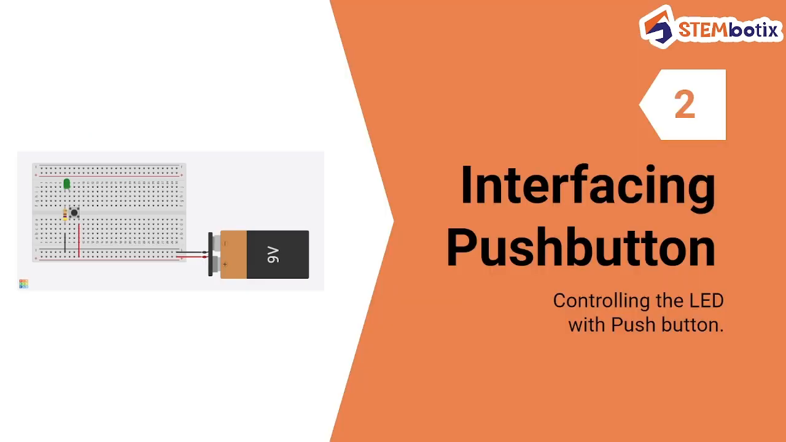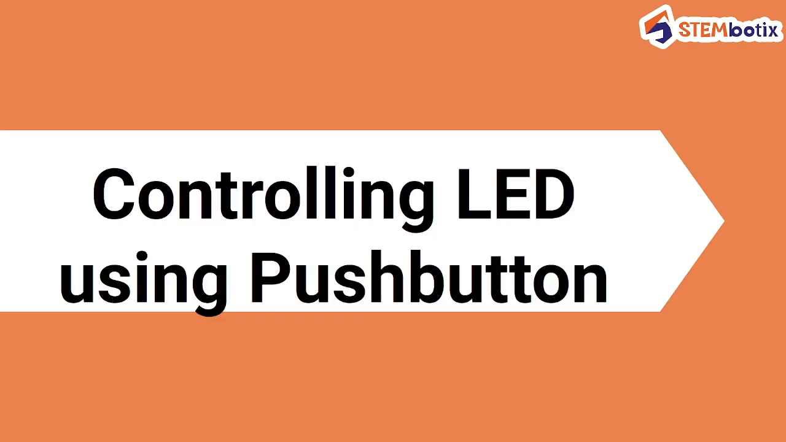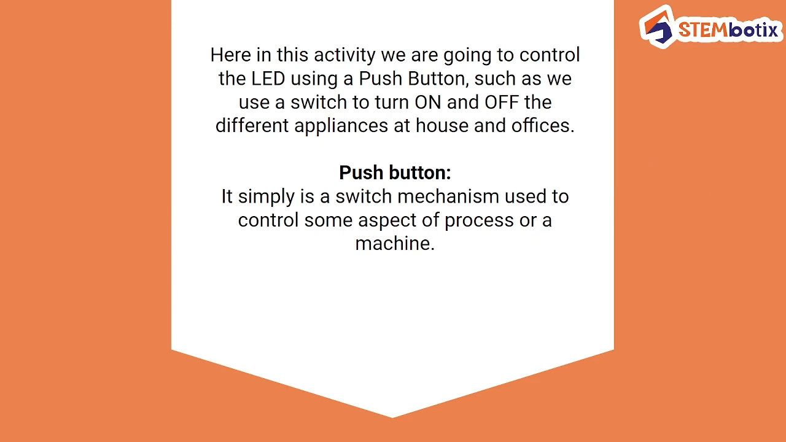Now let's move forward to our second part of our session, which is interfacing push button. Means you are interrupting the current flowing through LED using a push button. So this is nothing but a controlling of LED using a push button. Here in this activity we are going to control the LED using a push button, such as we use a switch to turn on and off the different appliances at our house, office and commercial area. So what is a push button? A push button is a simple switch mechanism used to control some aspect of process or a machine.